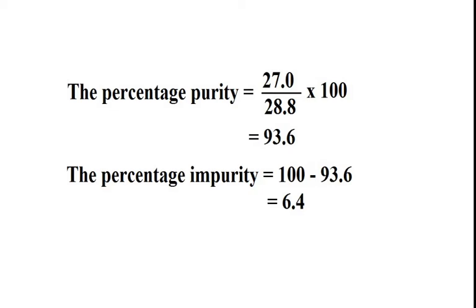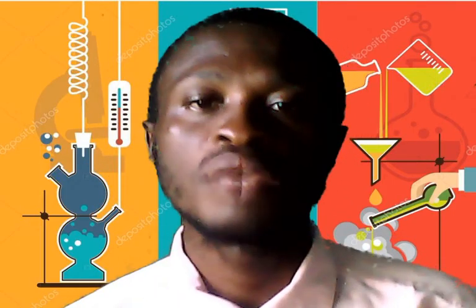If you want to calculate the percentage of impurity, you know that the percentage of everything put together equals 100. So if you take the percentage of purity out of the total percentage, you are going to get the percentage of impurity to be 6.4. So this is how we calculate both percentage purity and percentage impurity.